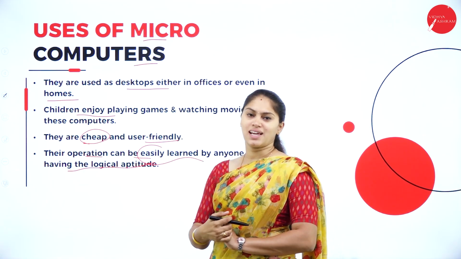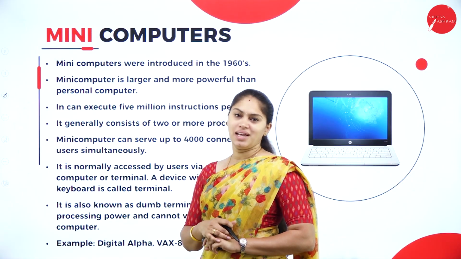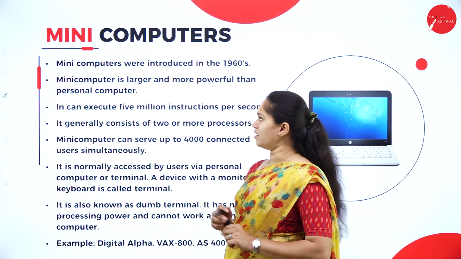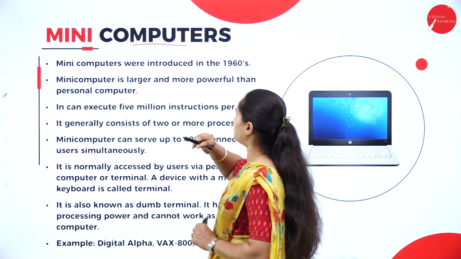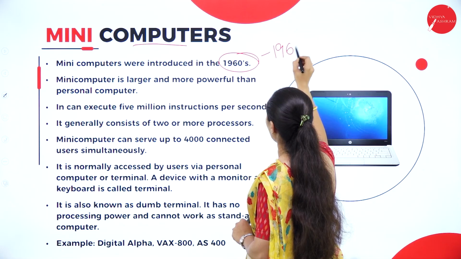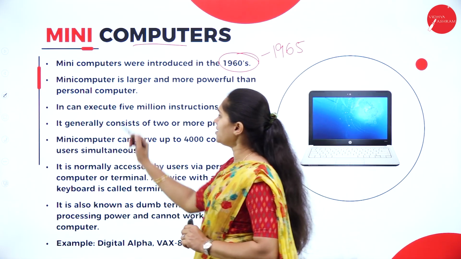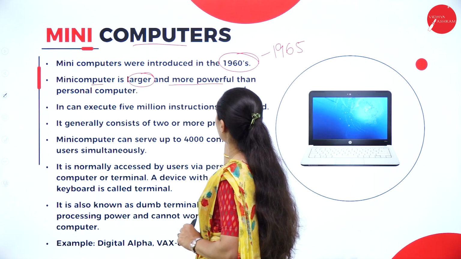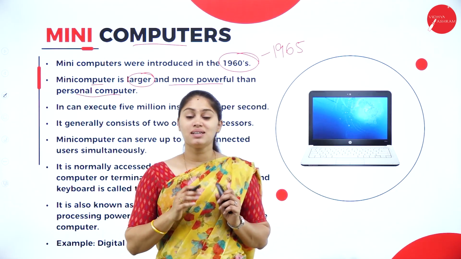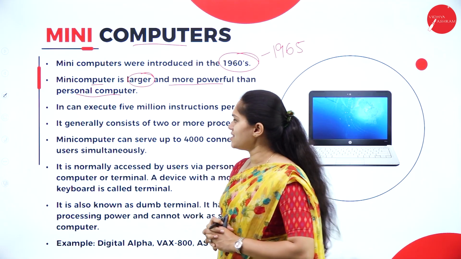Then what is the second type? That's all regarding microcomputer. Next is the mini computer. This was invented before this microcomputer. So this mini computer was invented first. It was introduced in the 1960s, around 1965. And then mini computers are larger and more powerful than the personal computer. It is more than this personal computer or a PC.